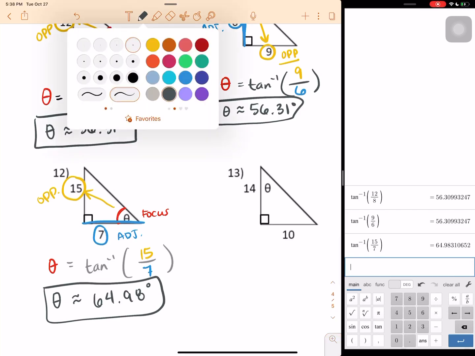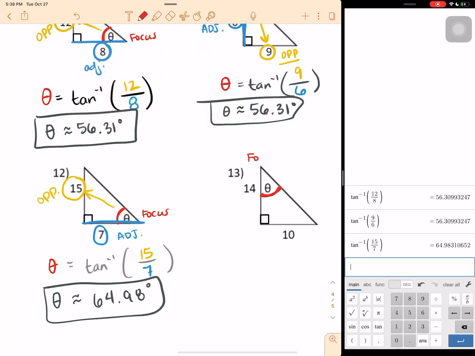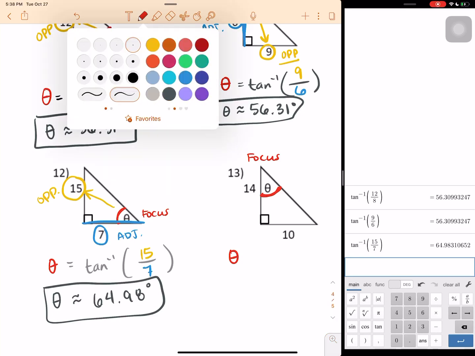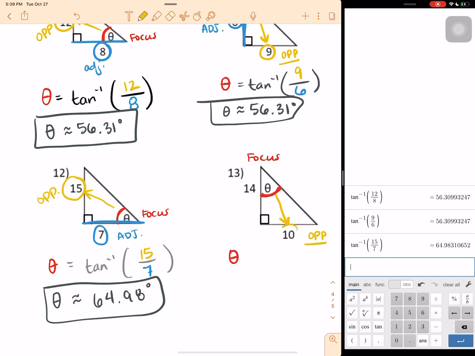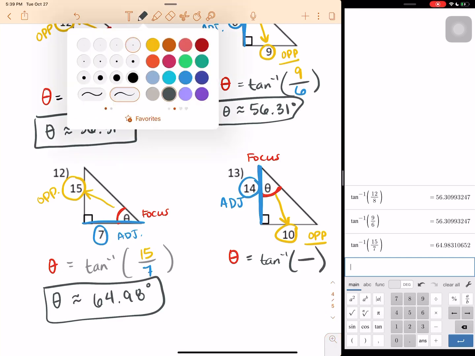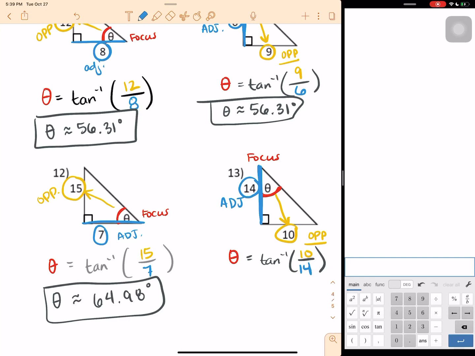Okay, so for number 13, my focus angle is theta again. So I'm solving for theta. And whenever I start marking, across from theta is the opposite side. So it's the 10 here. Touching both the right angle and the focus angle is the adjacent side. So that's the 14. So theta is equal to the inverse tangent of opposite over adjacent. So this one is 10 over 14. If I plug that into my calculator, the inverse tangent of 10 divided by 14 is about 35.537. So I would round theta to 35.54 degrees. I always like rounding to the hundredths place. I just feel like it's most accurate.